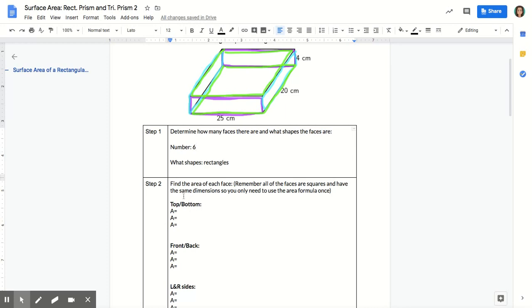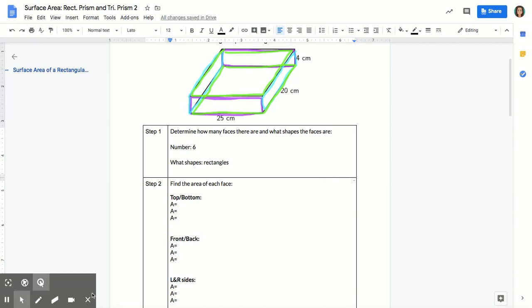Now in step 2, it says to find the area of each face. Remember, all of the faces are rectangles. But we don't actually even need that in here. Just find the area of each face. Okay, so let's start with the top and bottom face. I'm going to erase my marker on here. We use the top and bottom as green. The bottom face is what is laying on the table if this were on a table, and then the top face is the opposite of it up here.